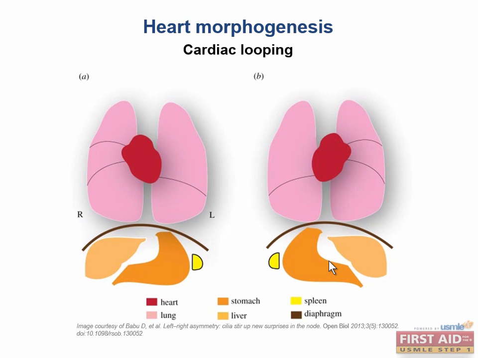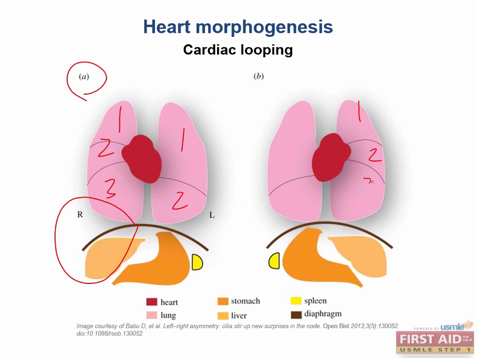So situs inversus in Latin is a term that literally means inverted sides. As you can see here, normal is A. It demonstrates that the lung has 3 lobes on the right side and the left lung only has 2 lobes, completely expected. The liver is under the right hemidiaphragm, compared with B, which is completely the opposite of what you would expect. The left lung has 3 lobes and the right lung only has 2.